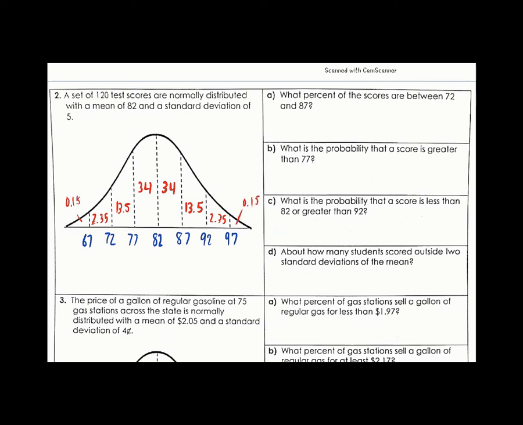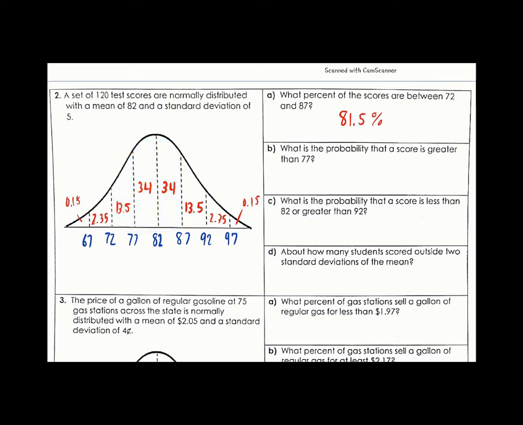So now let's just answer some simple questions. What percent of the scores are between 72 and 87? So 72 is here, and 87 comes all the way over here. So what do we do? We add up the area that we're talking about. So from left to right, that's 13.5 plus 34 plus 34. So that's 81.5%.